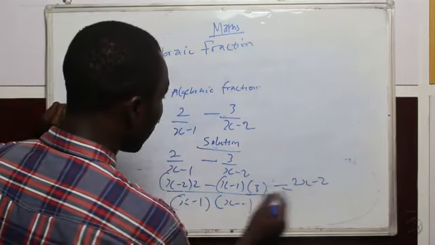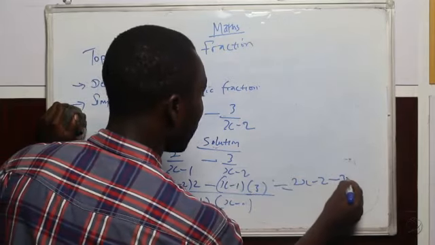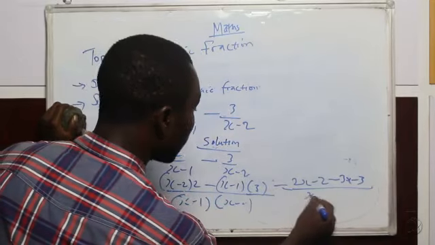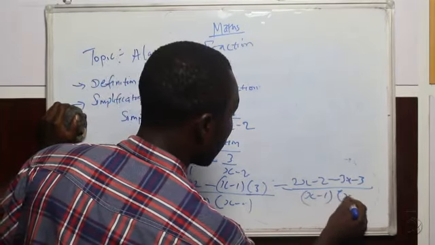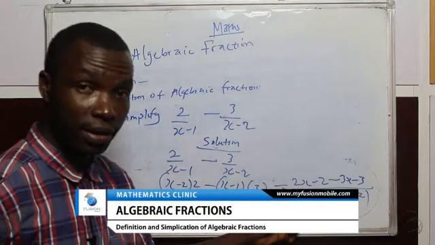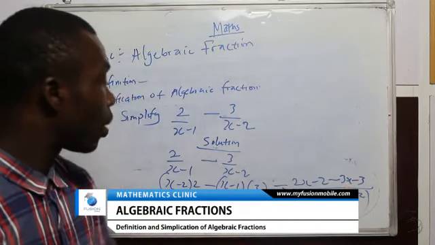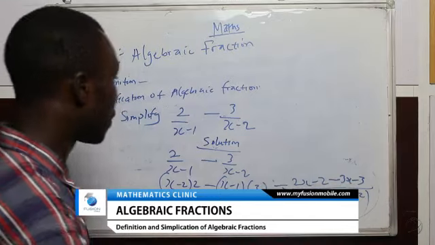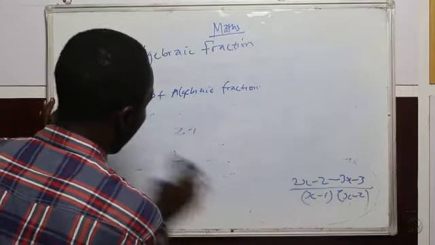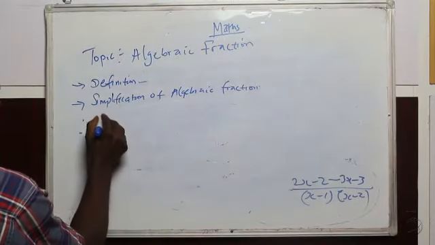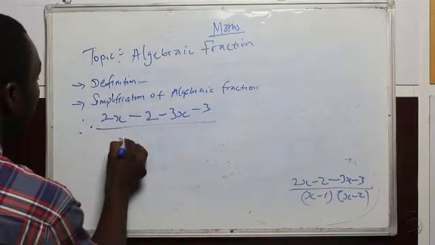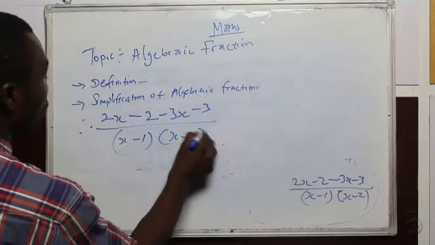Here we have minus, 3 times x will give us 3x, 3 times minus 3 will give us minus 3, over x minus 1 bracket x minus 2. Now, when you look at this equation, we have 2x, we have minus 3x here, we have minus 2 here, we have minus 3. Therefore, we have 2x minus 2 minus 3x minus 3 over x minus 1 bracket x minus 2.